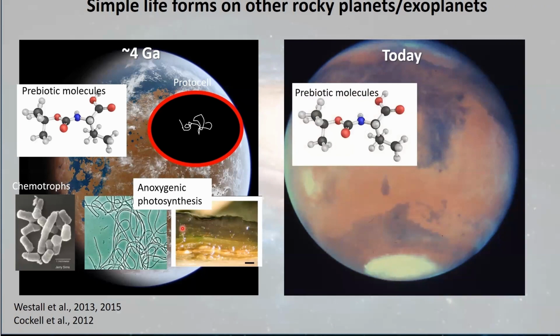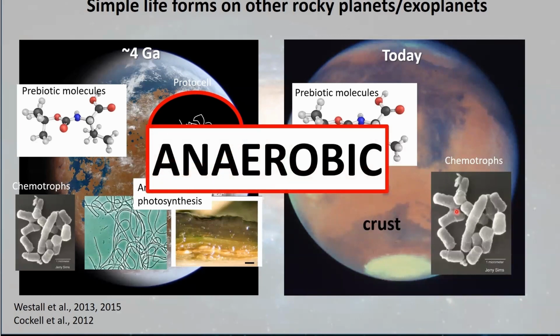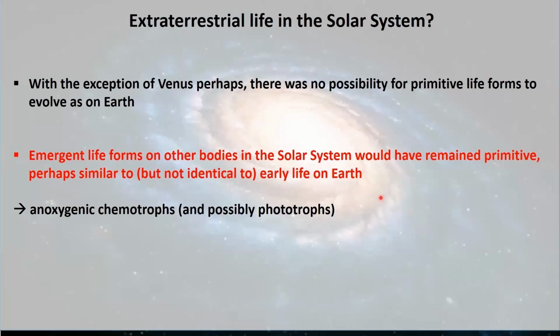Today, what do we have? We still have these prebiotic molecules raining down on the surface of the planet. And in the crust, if there's still life on Mars, it will likely be in the crust. It would have to be something similar to terrestrial chemotrophs, and again, totally anaerobic. Same thing for the icy satellites. So this is why the anoxygenic chemotrophs and possibly phototrophs on Earth are good examples or good analogues for what we might find on other bodies in the solar system.